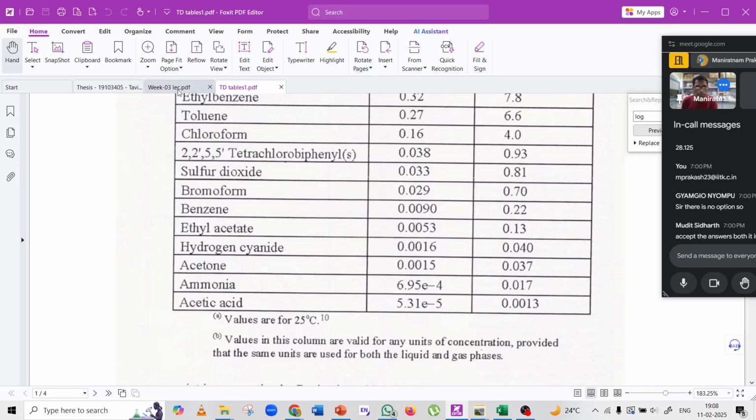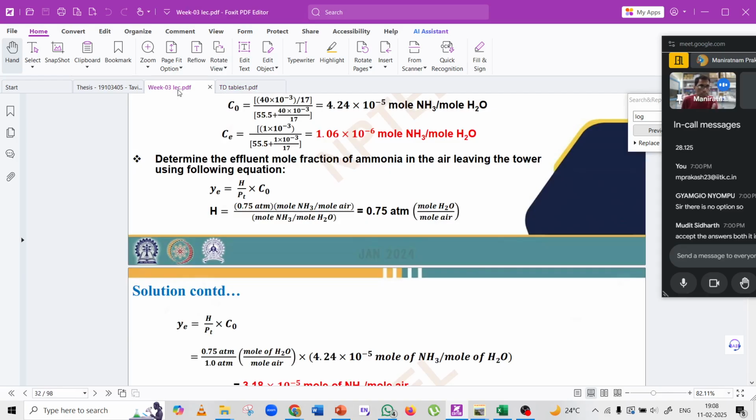I hope you don't miss what I'm trying to say. So don't get confused when the Henry constant unit is written in atm, or whether it is written in atm per molarity. Most of the time you will see it in atm per molarity, if you are appearing for, say, the GATE examination or something.